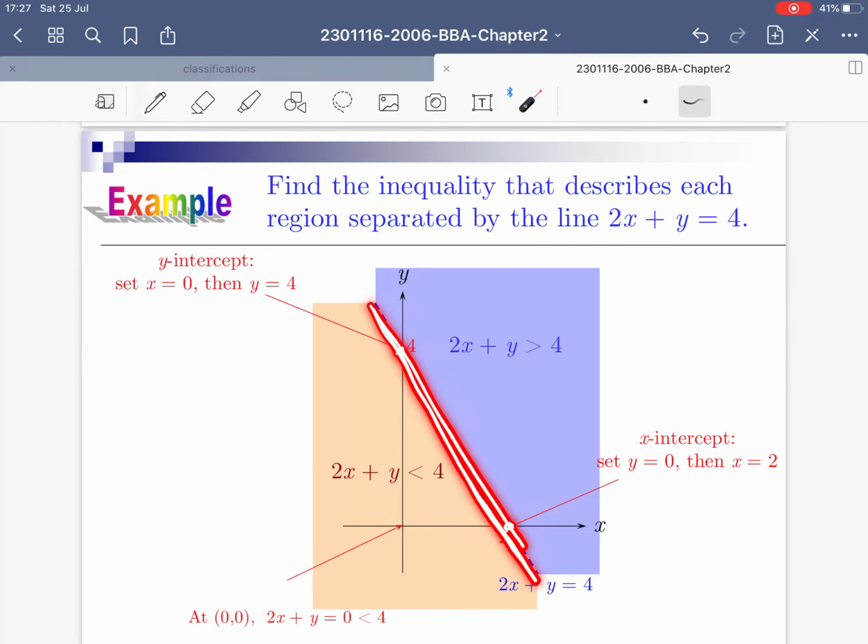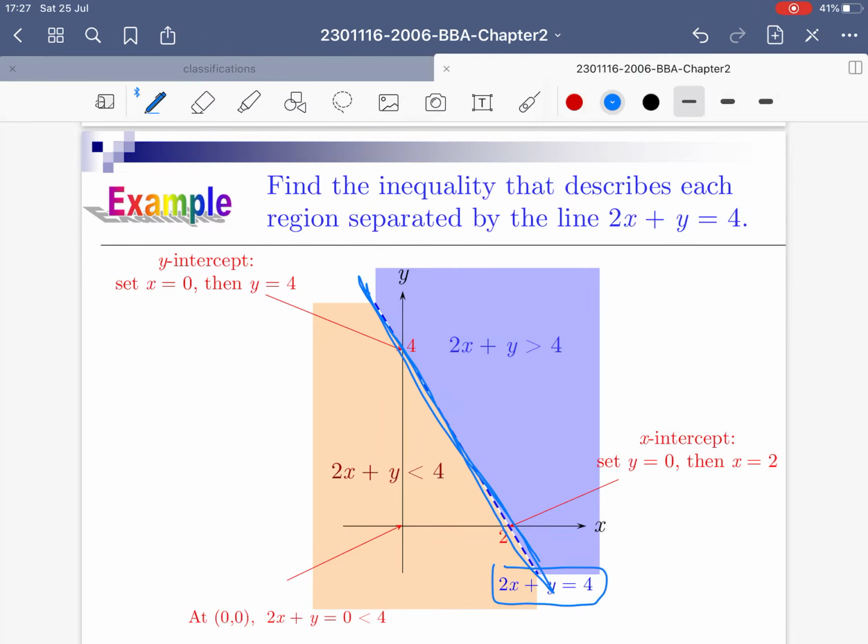So this straight line, the solid one, let me just draw a solid one here, okay. It is the line representing the equation, so it is 2x plus y equals 4. So these are points that satisfy this equation. However, for the first region and the second region, the one on the top we call the first one, and the one on the bottom, below, we call the second one.